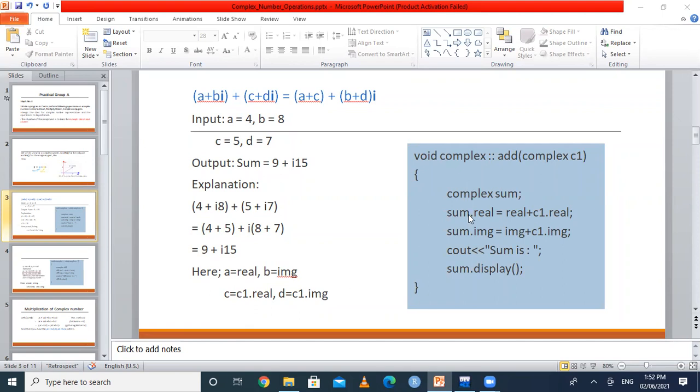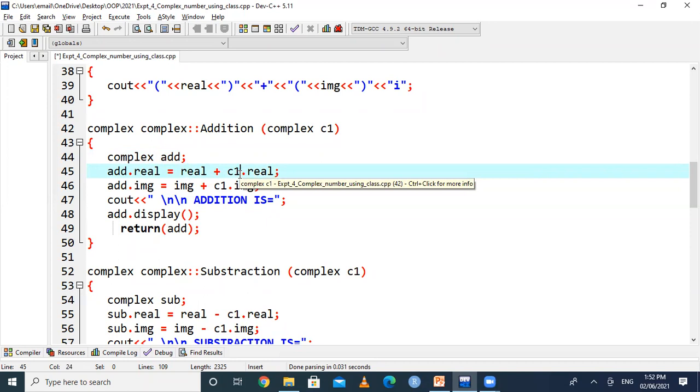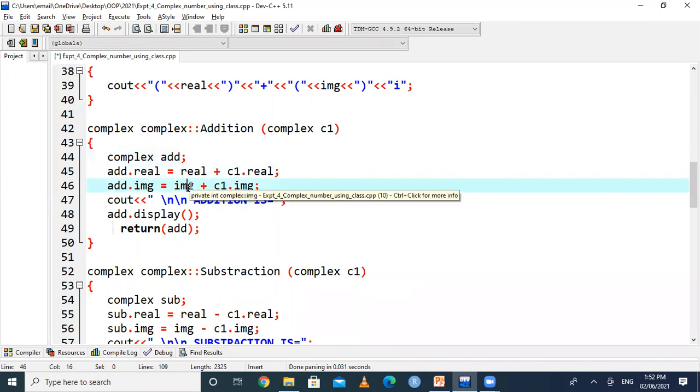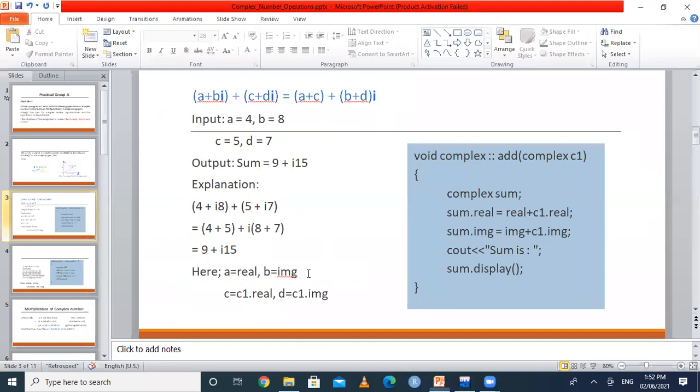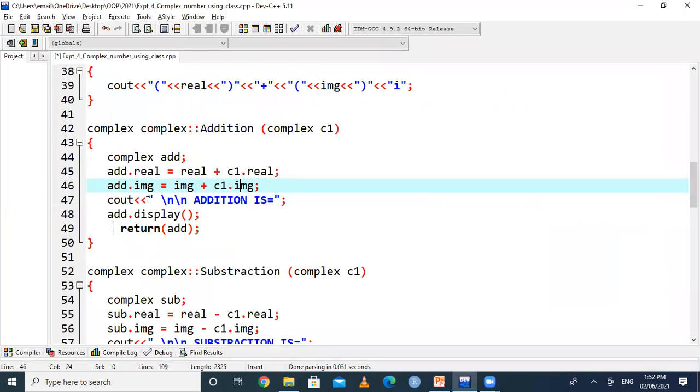In the case of this program, we had declared the variable as add, not sum. So you can write add dot real equal to the real part of the first complex number plus the real part of the second complex number. Similarly, add dot imaginary is equal to the imaginary part of the first complex number plus the imaginary part of the second complex number. So you write real plus c1 dot real, then img plus c1 dot img. Here we add the real part separately and the imaginary part separately.